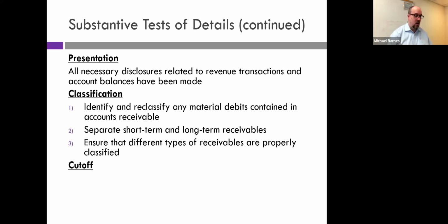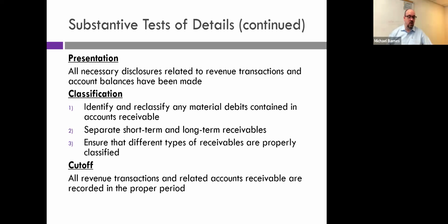Then cutoff. All revenue transactions related to accounts receivable are recorded in the proper period. So we want to make sure that when a transaction takes place, that it's recorded in the correct period. That's the nature of cutoff, making sure that transactions are recorded in the correct time.